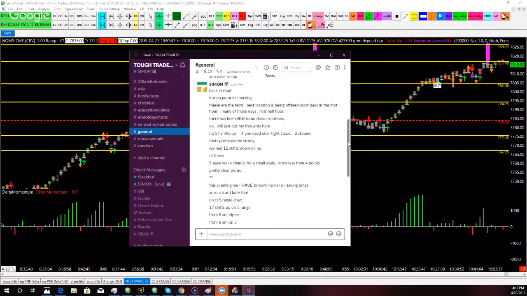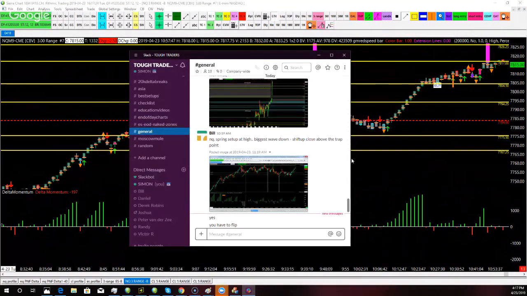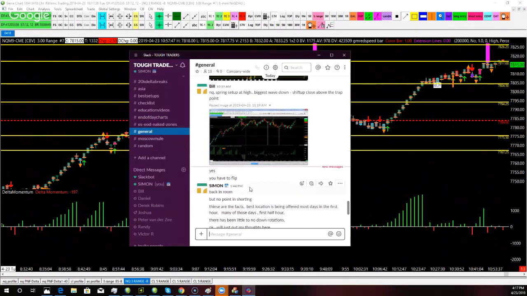And you see I put some notes up to the room, but Bill wrote, and this is when he wrote it right here, at 10:20 a.m., so that lines up exactly with this location, right over here. So this is the conversation after I got stopped, basically right here. And Bill writes, no, spring setup at high, biggest wave down, shift up, close above the trap point.